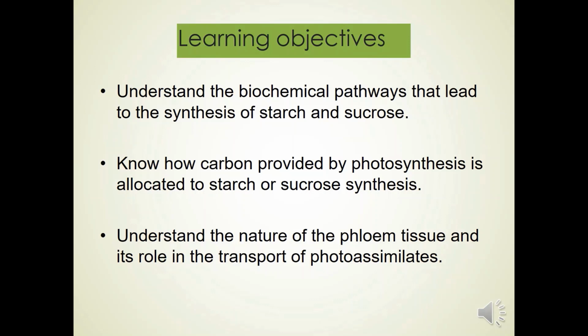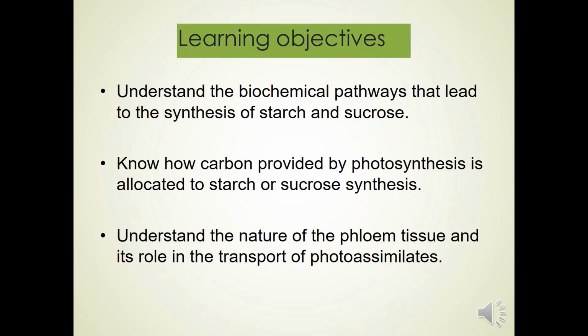Now first we look at the learning objectives for this chapter. First, you need to understand the biochemical pathway that leads to the synthesis of starch and sucrose. So the carbon compounds that you need to learn in this chapter are starch and sucrose. And then you need to know how the carbon provided by photosynthesis, through their carbohydrate sources, is allocated to starch or sucrose synthesis.